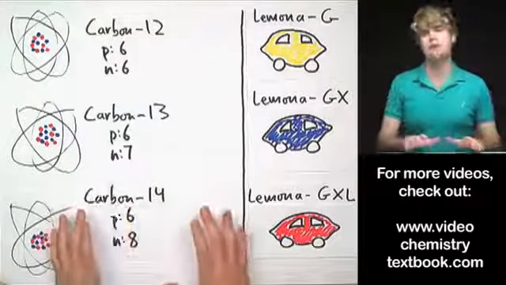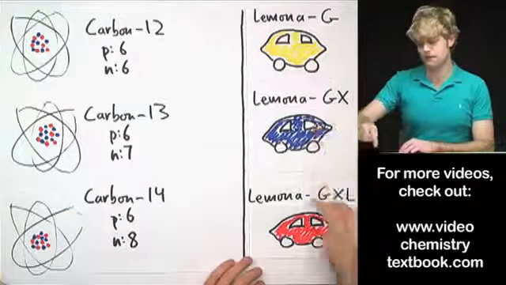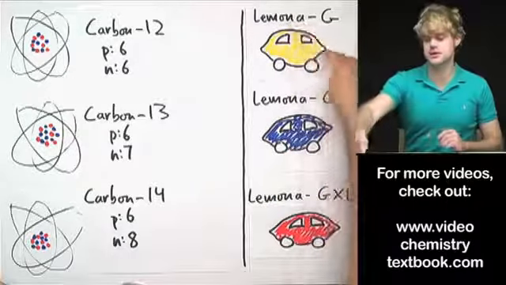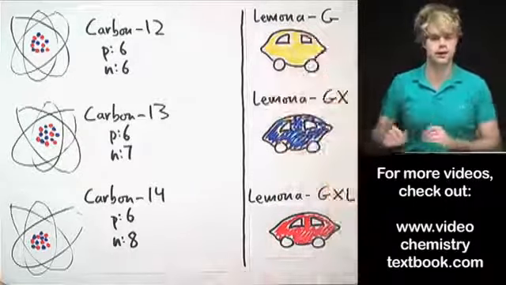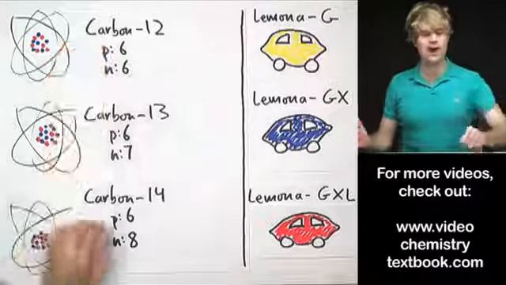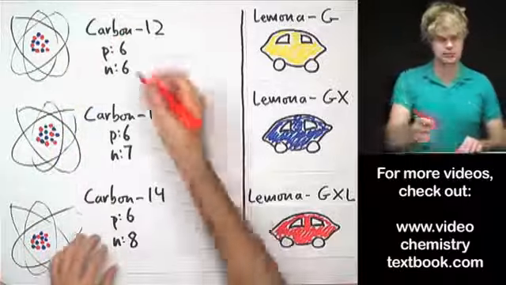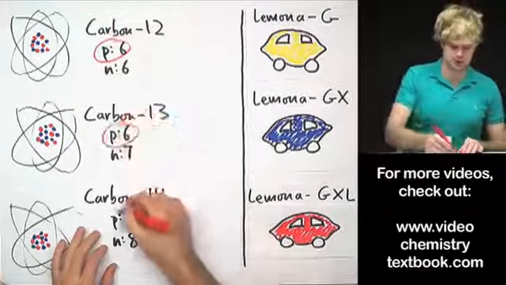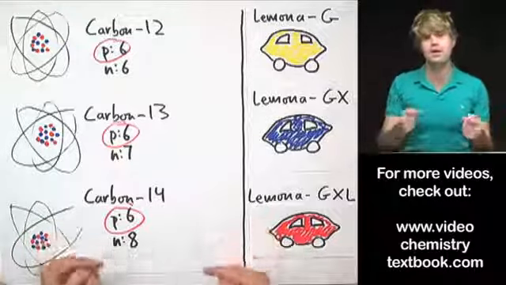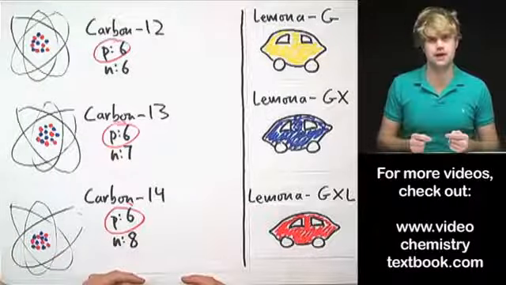So what do we have in common here? All the different models of the Lamona, even though there are things that they differed about, all have the same distinctive lemon-like shape. So for carbon, what they all have in common is they have 6 protons. 6 protons in the nucleus. And that's what makes a carbon atom, okay?